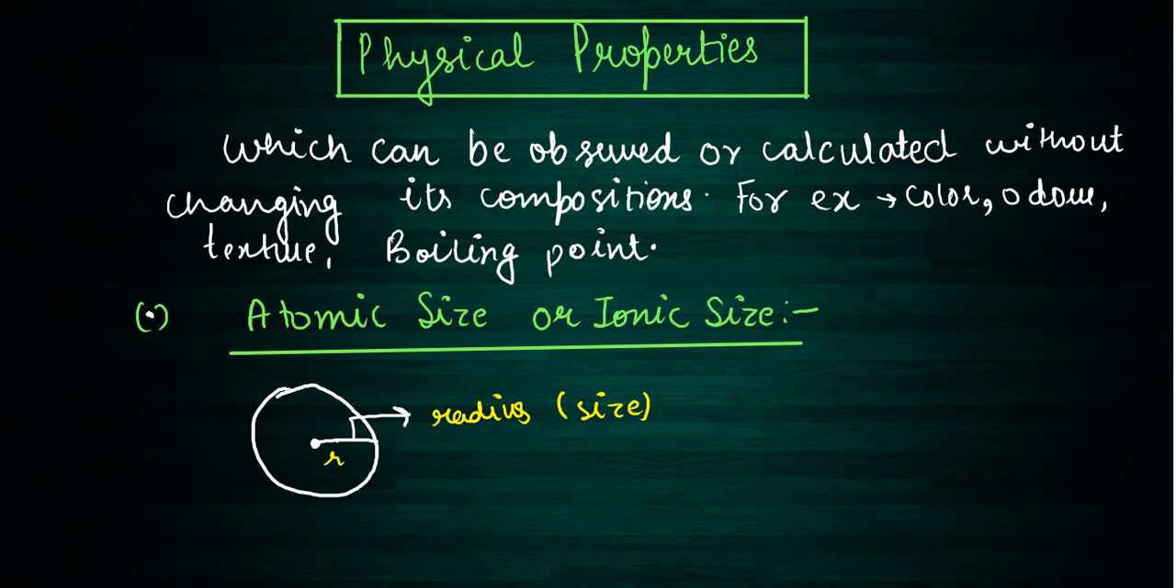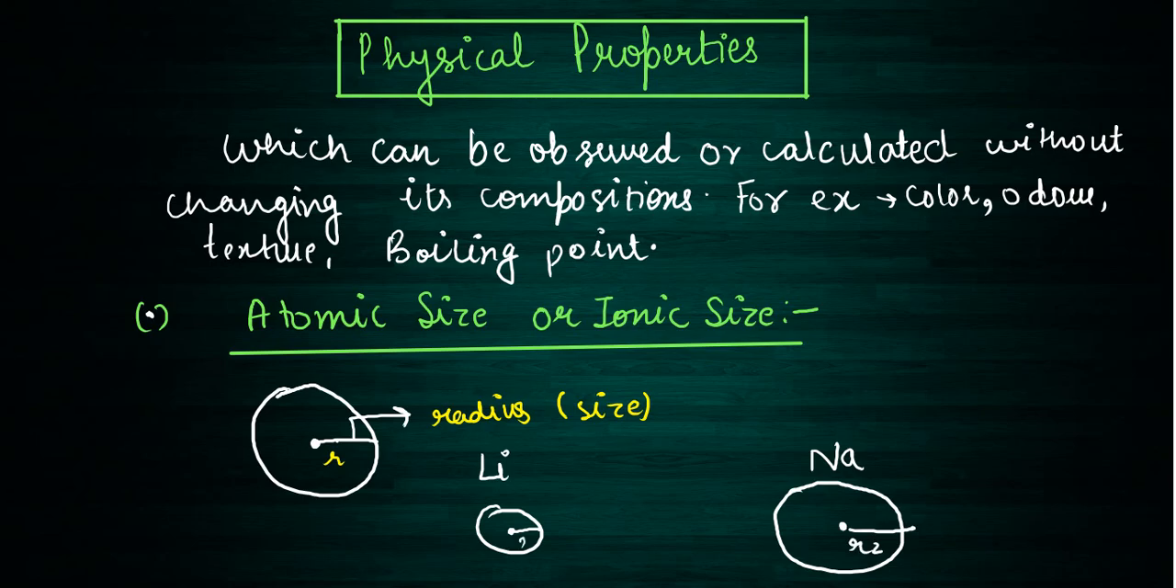That is, if I take, for example, lithium, and then I take an example of sodium. Lithium is smaller in size, but sodium is bigger in size because the distance from nucleus to the outer boundary of sodium is greater, R2 and R1. As it's clearly seen that R2 is greater than R1, hence the size of sodium is greater than that of lithium. So here radius is used as a measure to calculate the atomic size of an element.